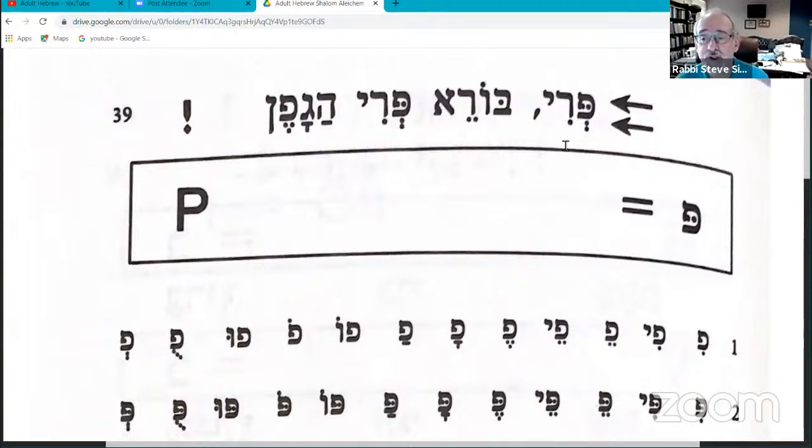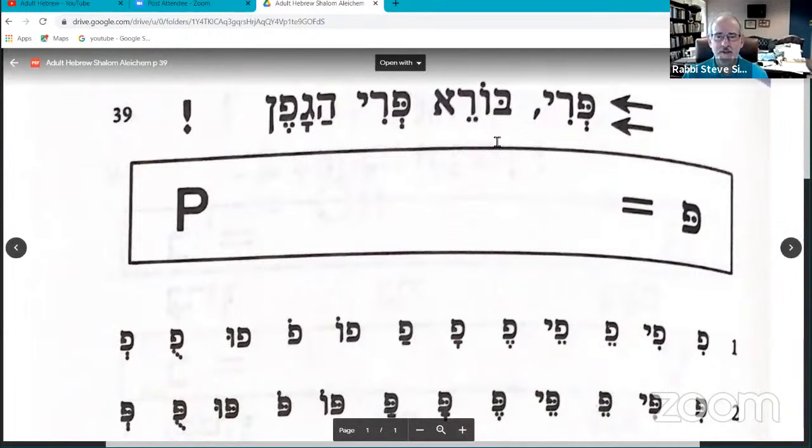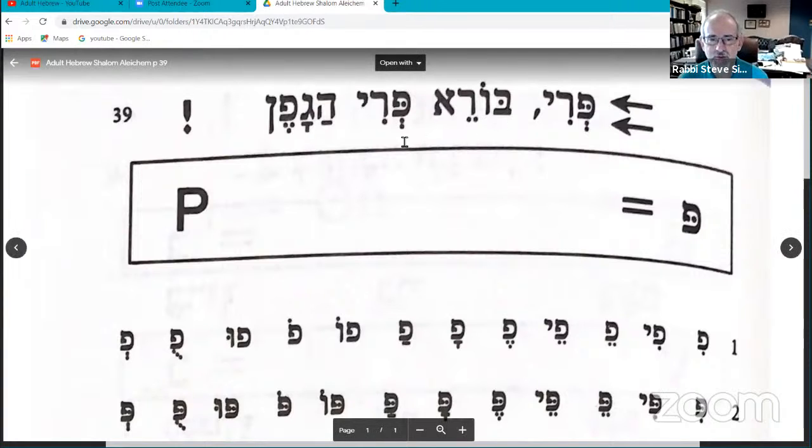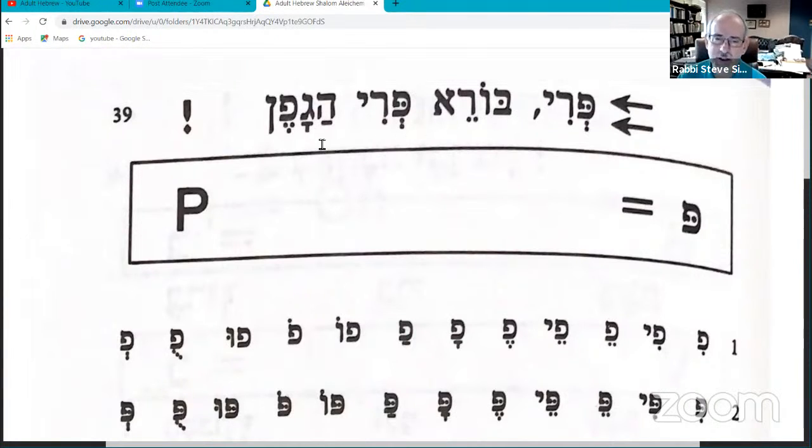read page 39 is Pari, Bore, Pari, Hagafen. Bore means create. Pri is the fruit. Hagafen, the vine. This comes from the Hebrew prayer, blessed are you, God, who creates the fruit of the vine. This is the small prayer known as a blessing, which we say when we drink a glass of wine.